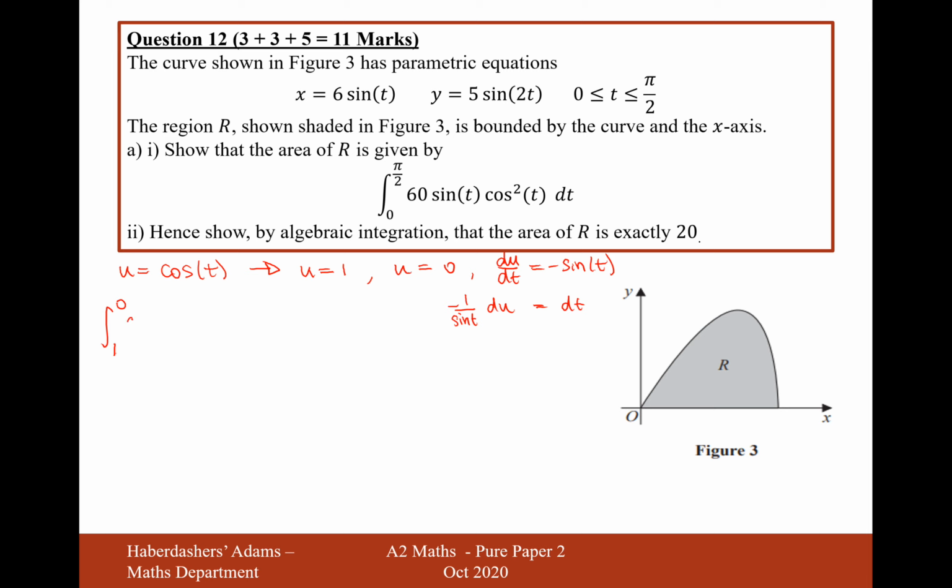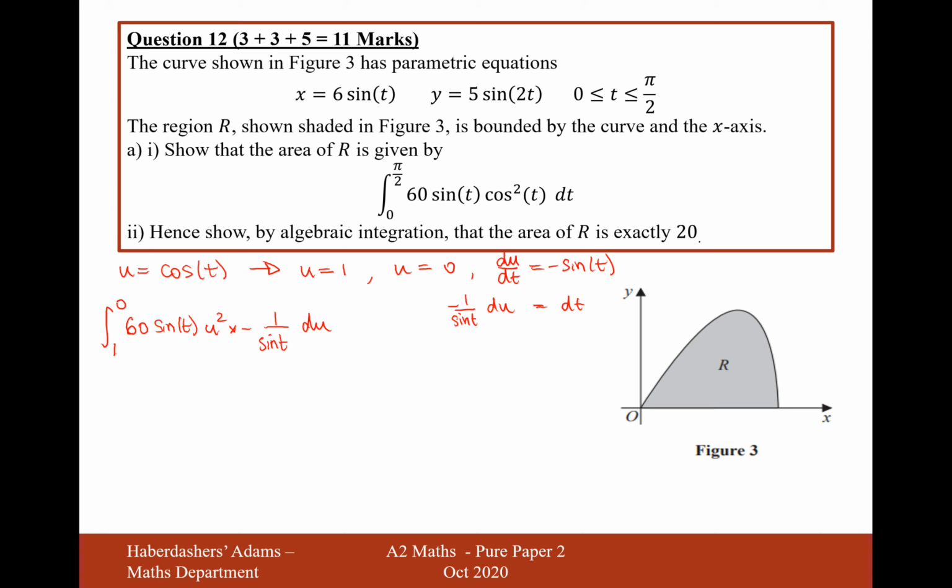So it's going to now be 60 sine t u squared, because cos is u, so it's u squared, and then times by dt, and dt is minus 1 over sine t du.